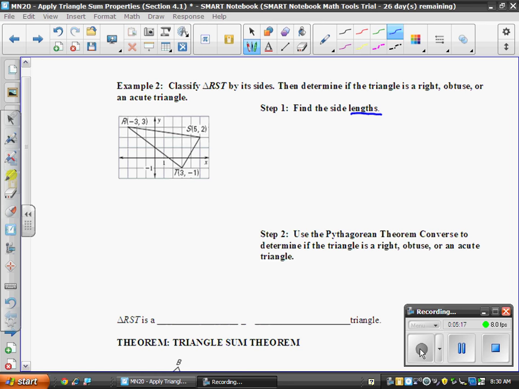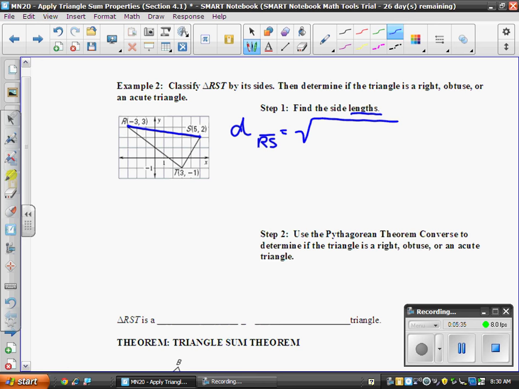In order to find the side lengths, and we're given coordinate points here, we're going to have to find this length, let's say to start with. You're going to be using that distance formula that we saw in Unit 2. So the distance formula of RS, and that's length RS. I'm going to write the formula here as a reminder.